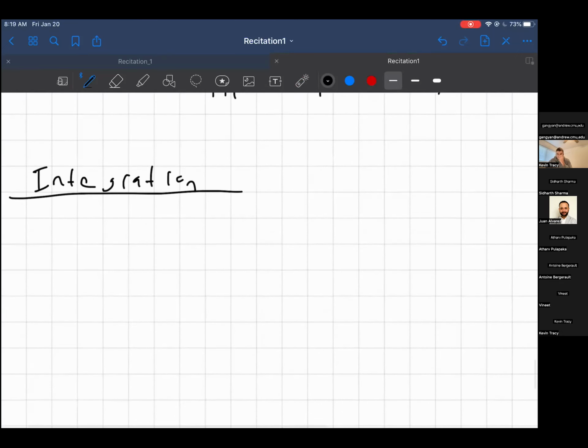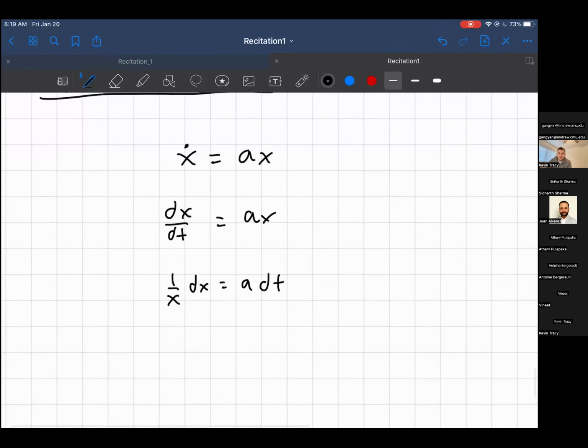I'll just, not to bore everybody with basic calc stuff, but if you remember, I'll do this for a scalar. If I have this function right here, an ODE that's x dot equals ax, where a is just a scalar. This is a separable ODE, which means I can rewrite this as dx/dt equals ax, and with some rearranging I get 1 over x dx equals a dt. And now I'll integrate both sides.